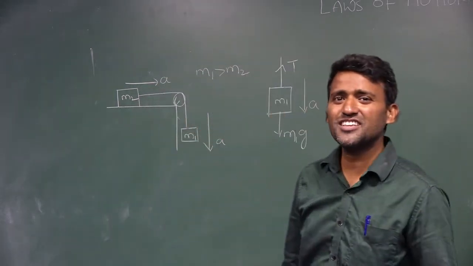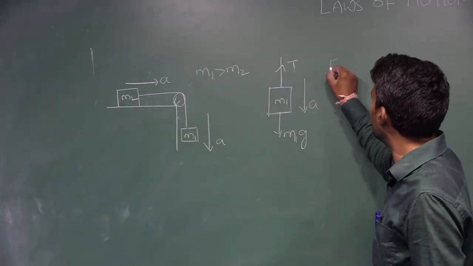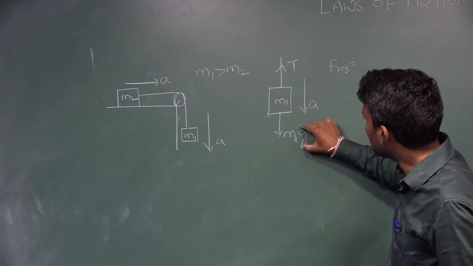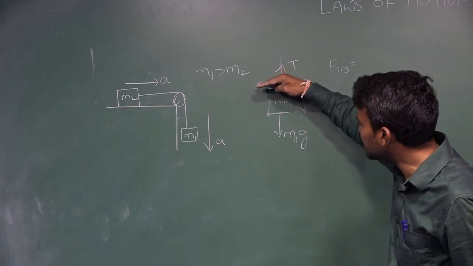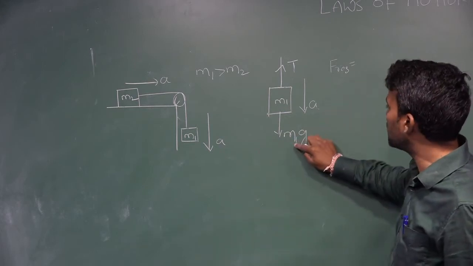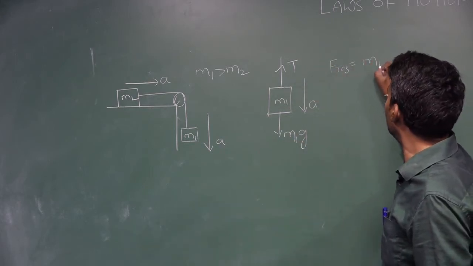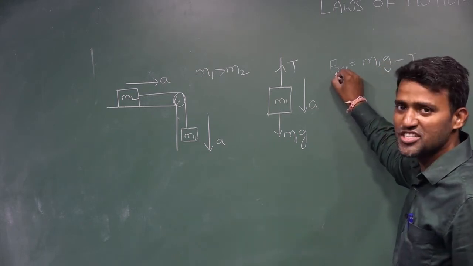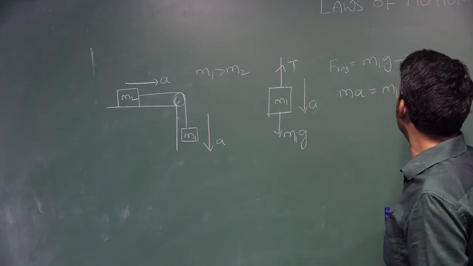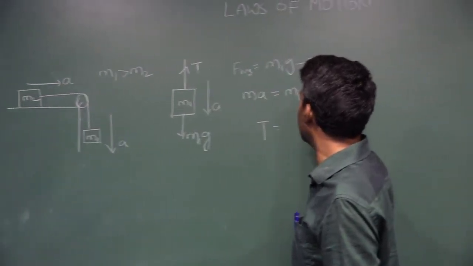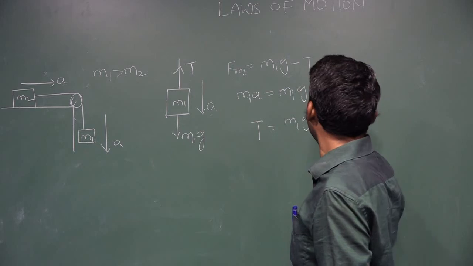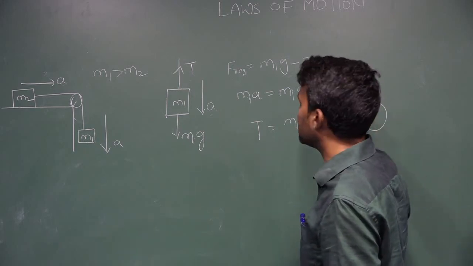What is the resultant force? According to this free body diagram, the resultant force is equal to the downward force minus the upward force, because the object is accelerating downward. The downward force is greater than the upward force, so m1g minus T. According to Newton's second law, the resultant force is equal to m1a, so m1a equals m1g minus T. Then T equals m1g minus m1a. That is equation number 1.